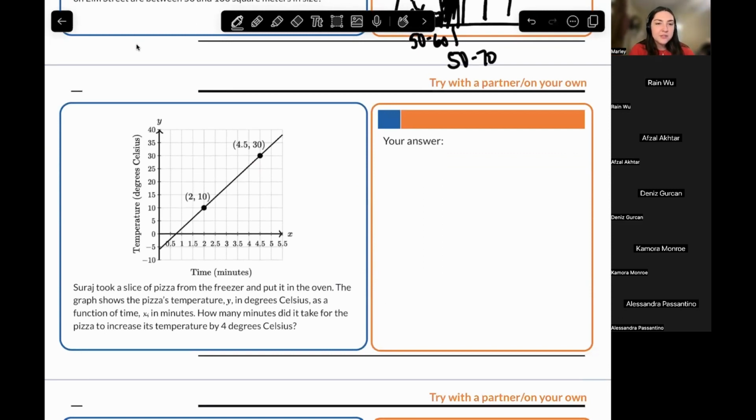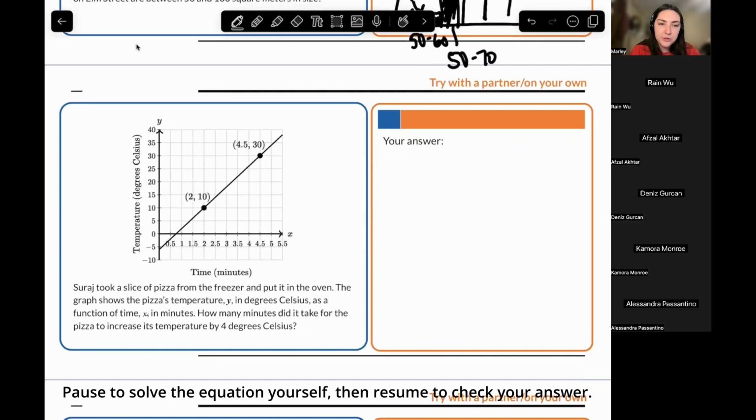This kind of graph. So again, I guess you could think of this almost as an algebra type question. I guess just basic algebra techniques, not really advanced math, but it's also considered data representation. So I'll let you guys take a look at this one. We're trying to see how many minutes it took for the pizza to increase its temperature by 4 degrees Celsius. So it's like a multi-step type problem.